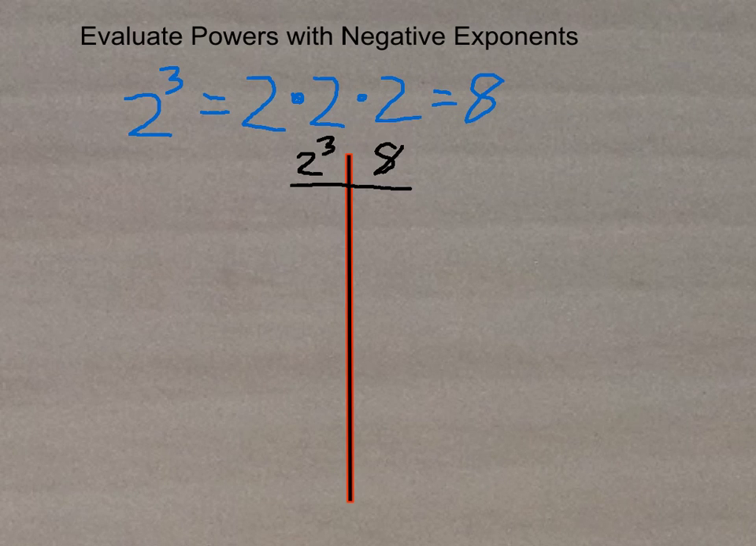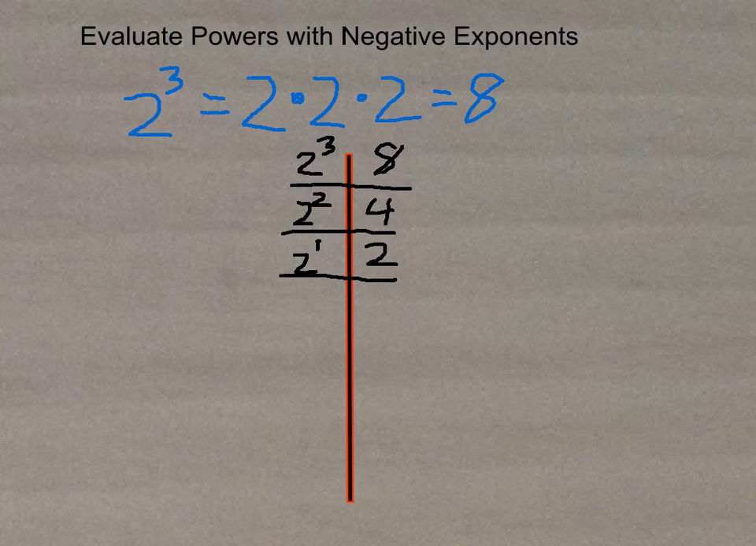So let's create a little t-table to see what's going on here. We've already said that 2 to the third power is equal to 8. 2 squared is then going to be 2 times 2, which is 4. 2 to the first power is simply 2, which is equal to 2. 2 times itself one time equals 2.